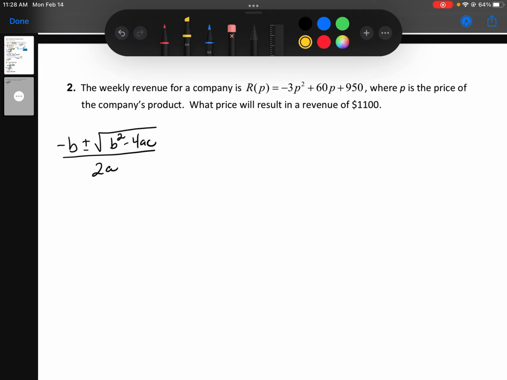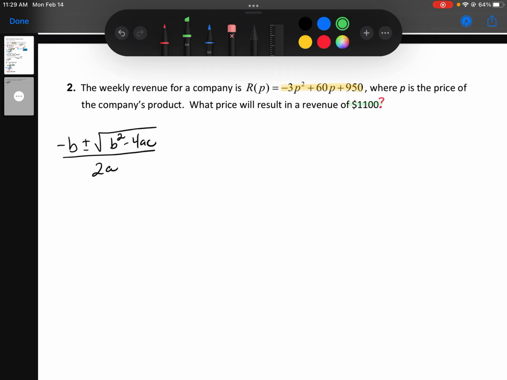The weekly revenue for a company is R of P equals this. So once again, find your equation. Really, you just need to find this part. So there's our equation. It says where P is the price of the company's product. What price will result in a revenue of $1,100? And I'm missing the question mark. That was my bad. That's the question.